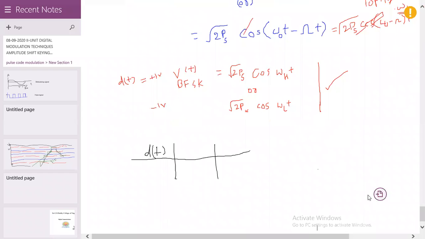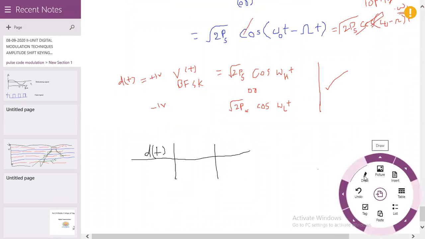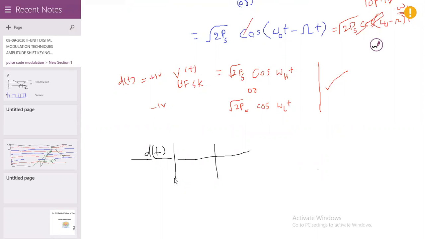So what is the further step here? We convert the bipolar data signal into a unipolar signal. Here we can represent PH of t as the unipolar form of the data signal, the high data signal. PL of t is 0 when minus 1 volt is there. Suppose D of t is plus 1 volt, that is logic 1. At that time PH of t is 1, PL of t is equal to 0.